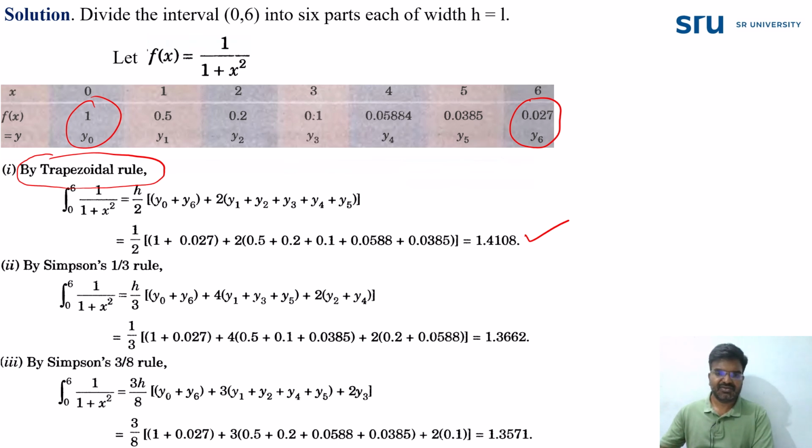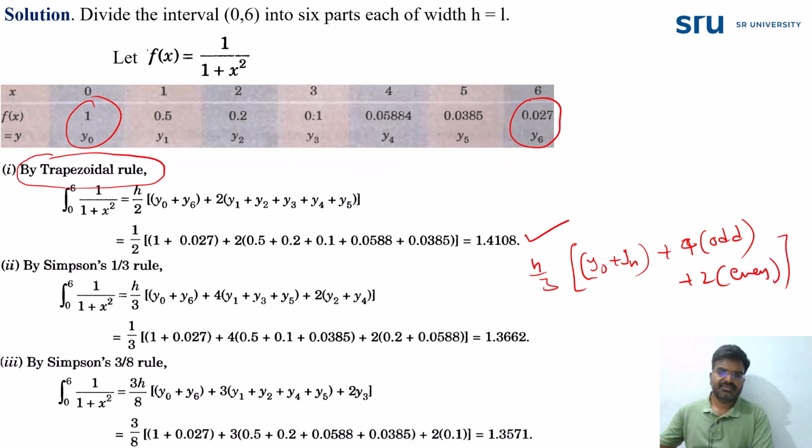Next, by Simpson one-third rule. See, it is easy to remember: h by 3 of first and last plus 4 into odd values plus 2 into even values. Look at this. So after substitution, this is the answer. Next, Simpson 3/8. This is Simpson 3/8. After substitution of all values, this is the final answer.